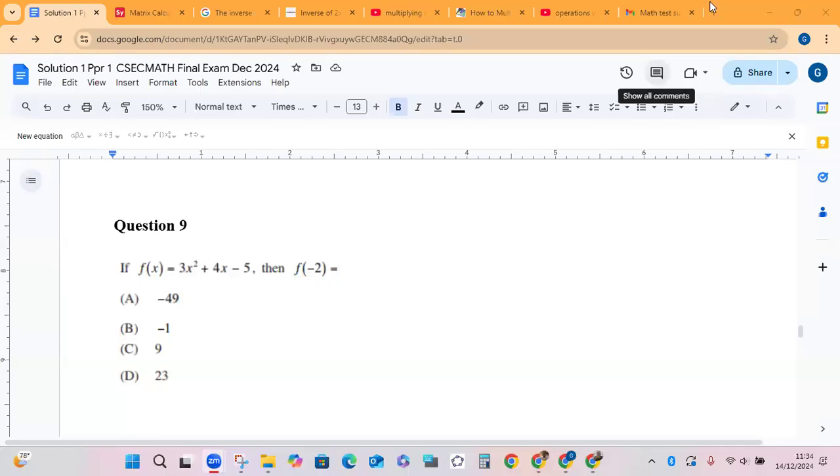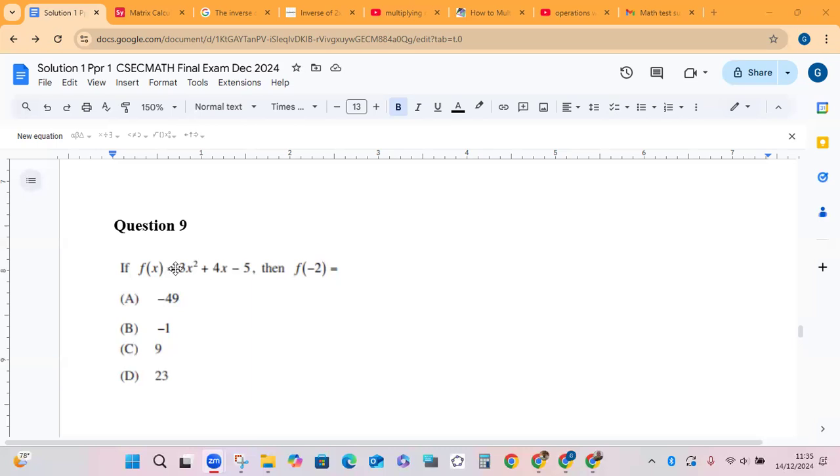In this recording, we are going to discuss question number 9. And here it says, if f of x is equal to 3x squared plus 4x subtract 5, then what is f of -2? Now, f here stands for function, but not really, because you can have different letters there. But normally they would call that the notation for a function.